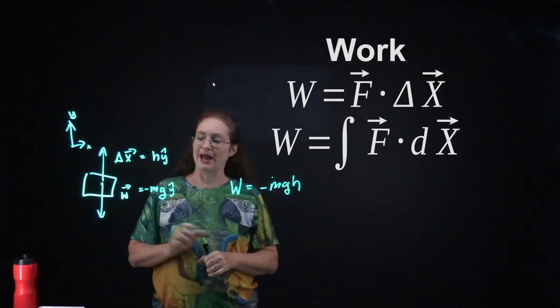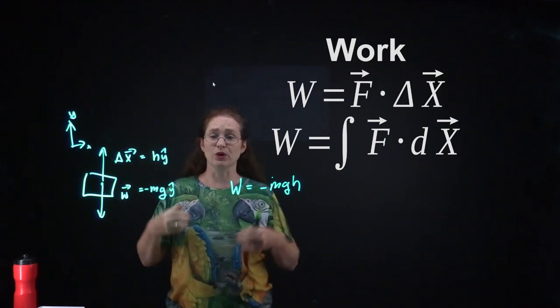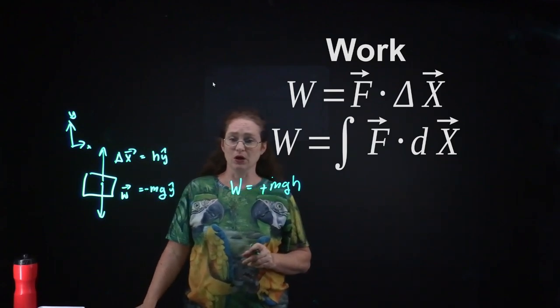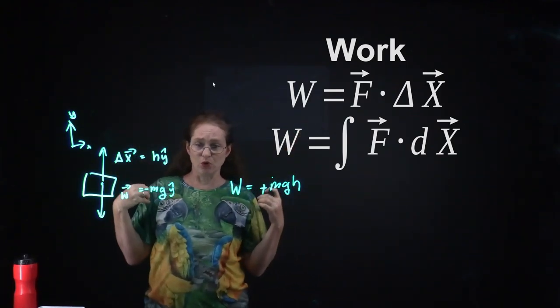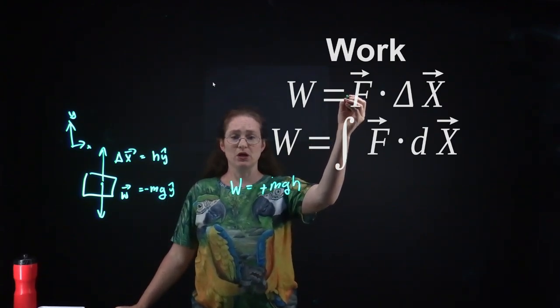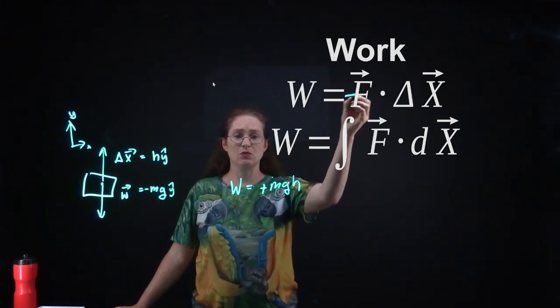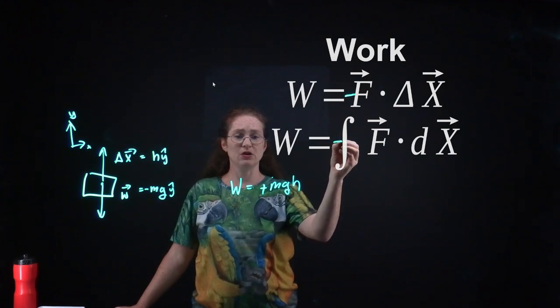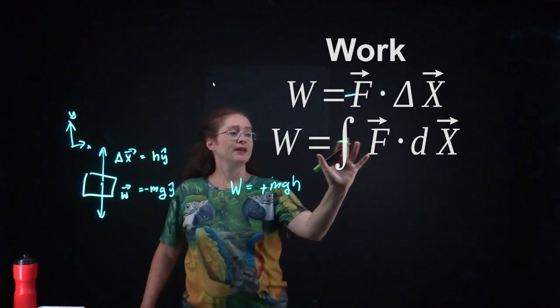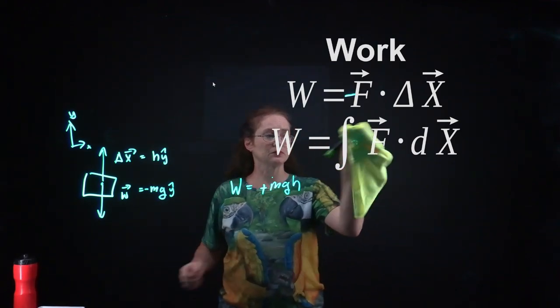When you are adding energy to a system, you are doing work on it, and the work will be positive. When the system is doing work, the work is negative. So typically, if we're talking about the work done on a system, we put a negative sign here, and when we are talking about the work done by the system, we have a positive sign.